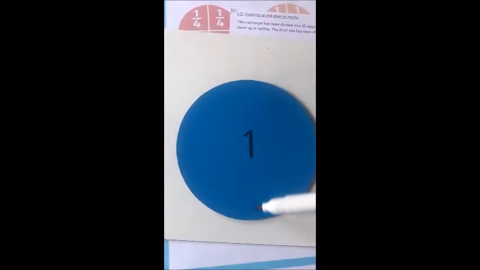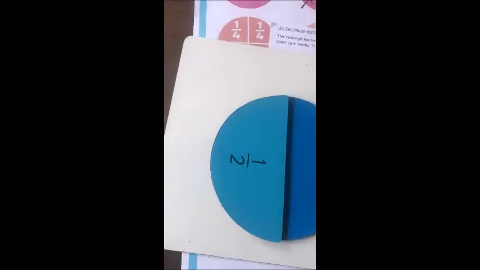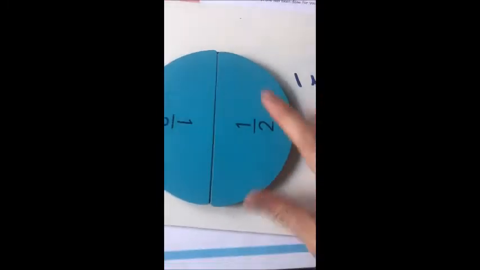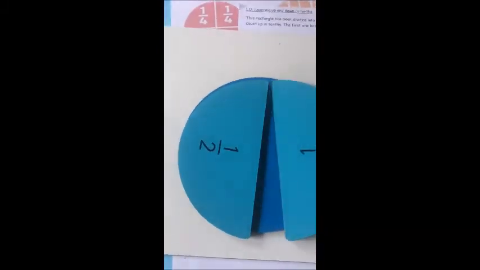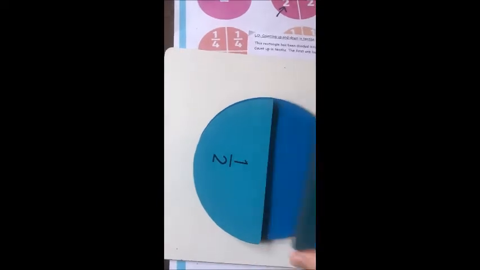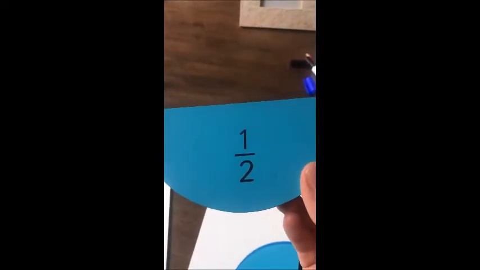If I were to split this circle into two, I'd have to make sure I was being very accurate and doing it right down the middle so it would be equal on both sides. And here you go, look, if I had one of those pieces, I'd have 1/2. A half and a half can go together to make a whole. But if you just have one piece of that, you'd have 1/2.